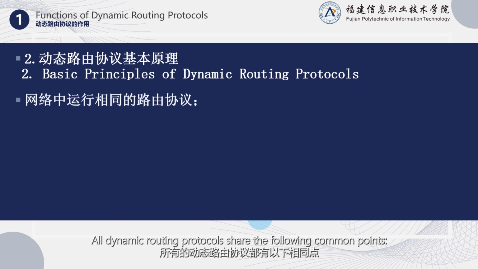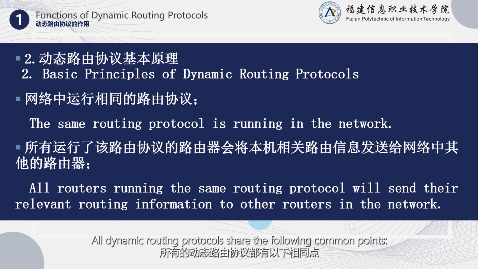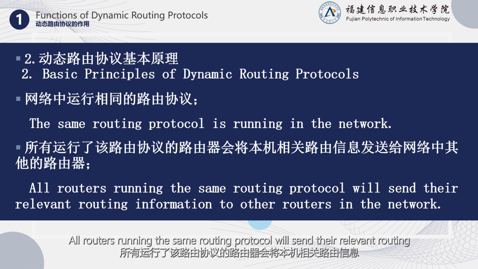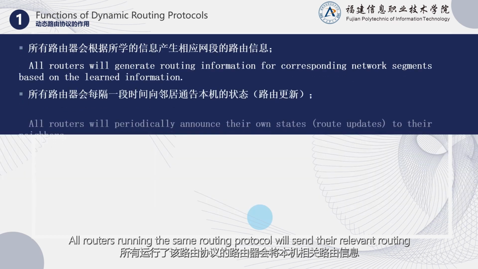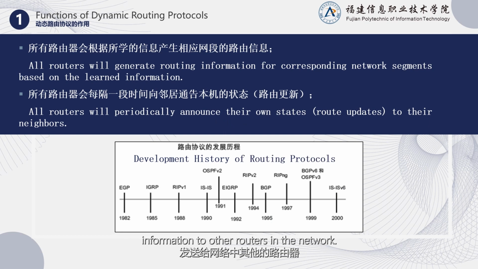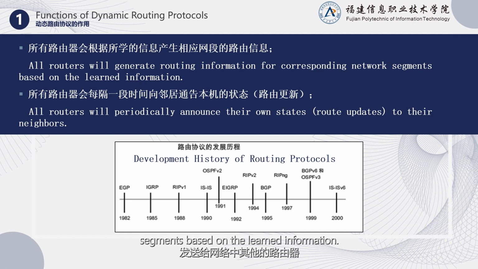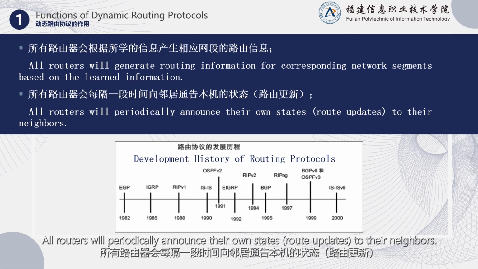All dynamic routing protocols share the following common points. The same routing protocol is running in the network. All routers running the same routing protocol will send their relevant routing information to other routers in the network. All routers will generate routing information for corresponding network segments based on the learned information. All routers will periodically announce their own states, route updates, to their neighbors.